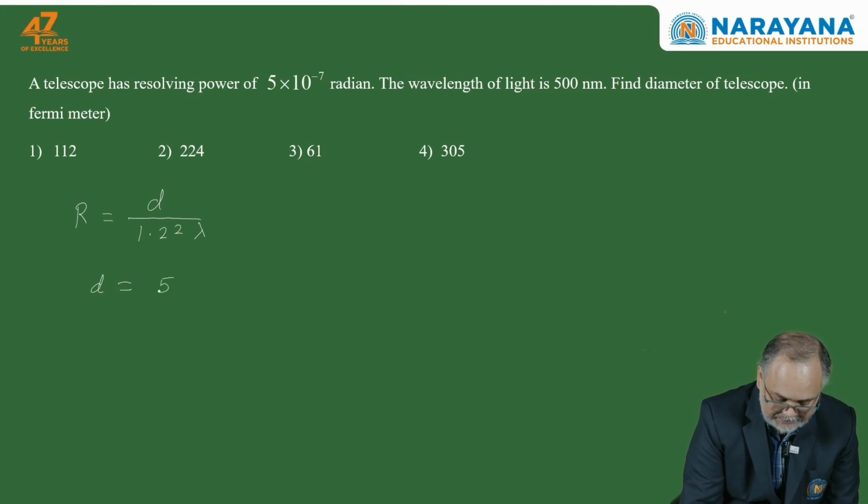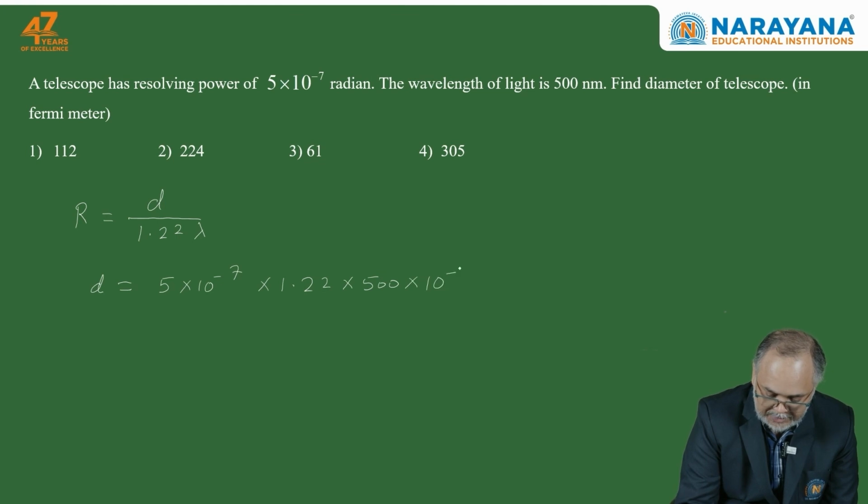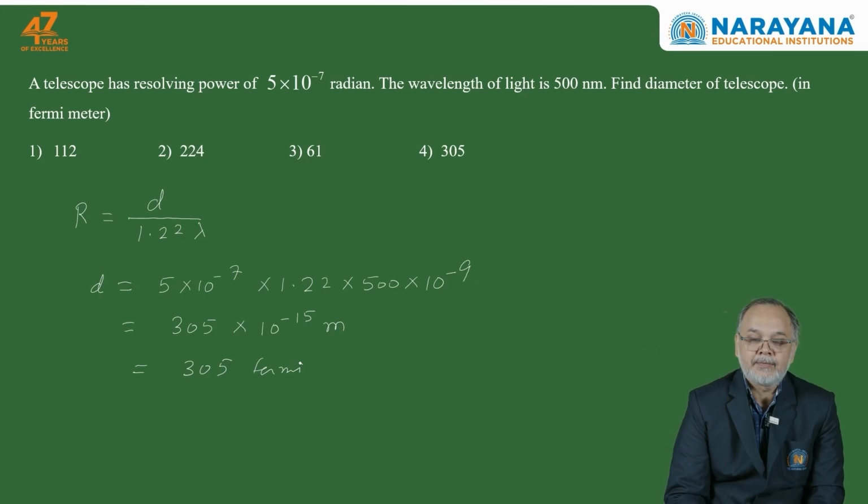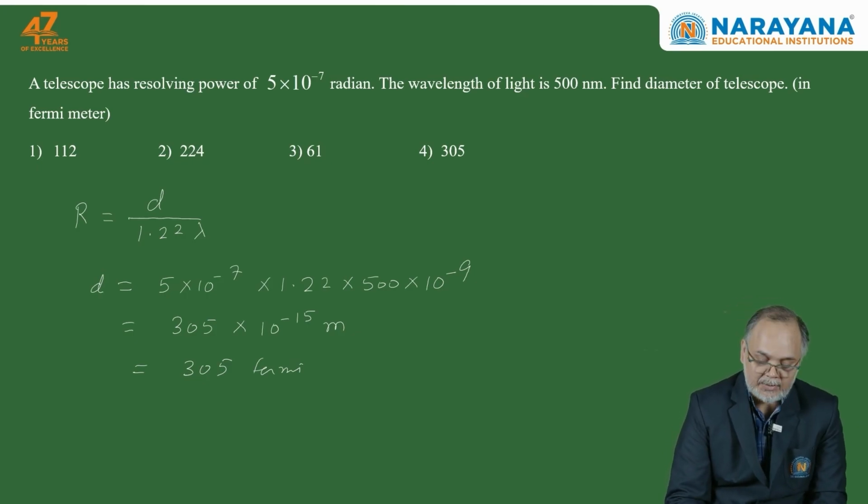So D is equal to R, that is 5 into 10 to the power minus 7, into 1.22 into 500 into 10 to the power minus 9. If you solve this one, you get 305 into 10 to the power minus 15 meter. So we can say 305 Fermi. That is the answer of this problem, so option 4 is the correct answer.